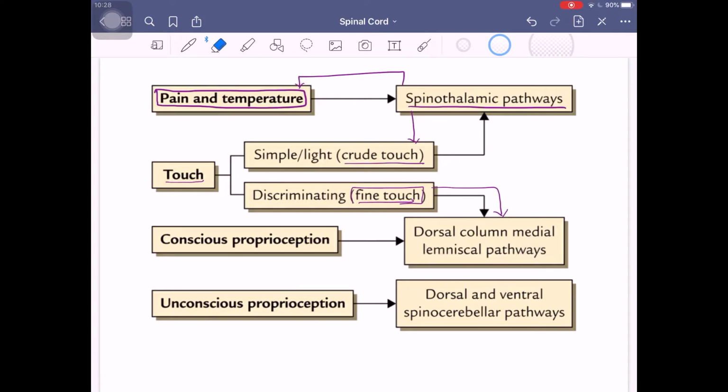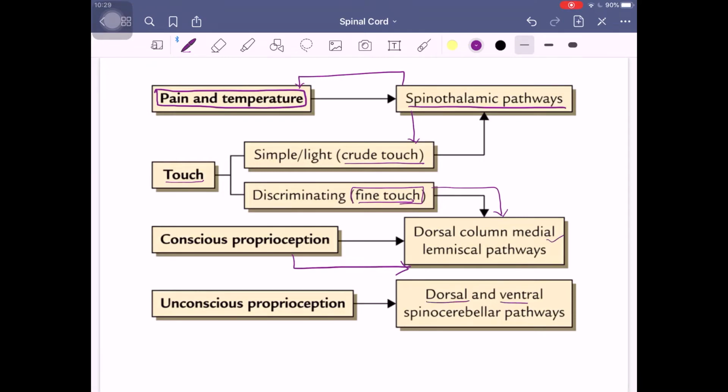This is an important tract, and the function of this tract, apart from taking the information of fine touch, is that it is also responsible for your conscious proprioception. Conscious proprioception means joint sense and position sense, and even after the eyes are closed, you are able to tell where your body parts are lying. All that proprioception, which you are aware of, along with the fine touch, is carried by your dorsal column pathway.